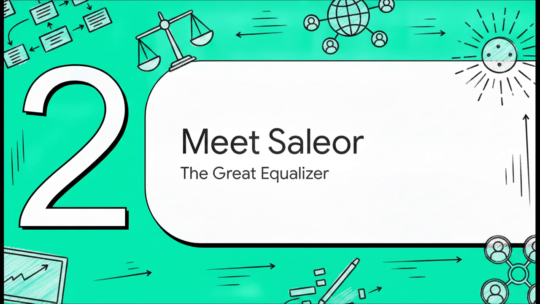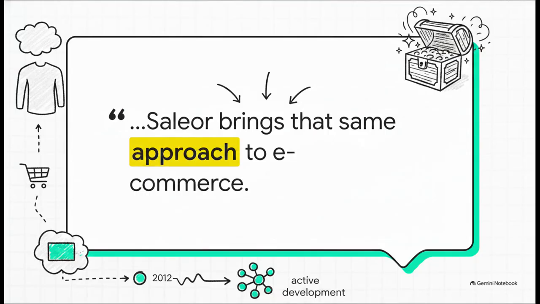This is the great equalizer in the e-commerce space. I absolutely love this quote from our sources. Just as Strapi brought headless architecture to content management, Saleor brings that same approach to e-commerce. Now, Saleor isn't some new kid on the block. It's actually been in active development since 2012. But what makes it a total game changer is that it operates under a completely free open-source BSD license. It's giving you that enterprise-level headless freedom, completely free of those crazy licensing costs.